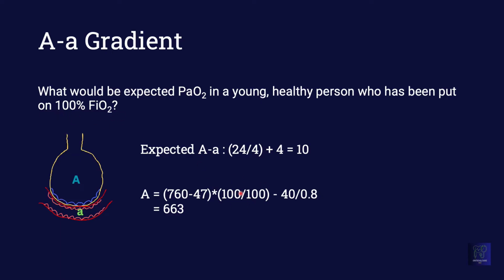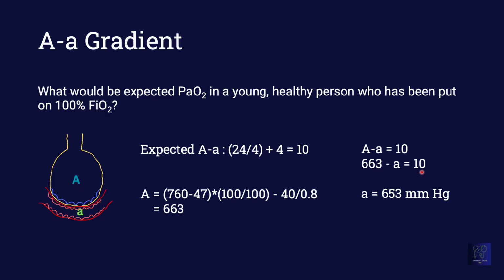Room air again is 21%, so that'll be 21 by 100 if this person was to be on room air. Minus normal PaCO2, which is around 40, divided by the respiratory quotient of 0.8. If you do the math, that number will be 663 millimeters of mercury. That's the partial pressure of oxygen inside the alveolus. Now we know the A to a gradient should be 10, and we know the big A. So you replace the big A with 663 minus small a equals 10. If you rearrange the numbers, the small a will be around 653 millimeters of mercury.